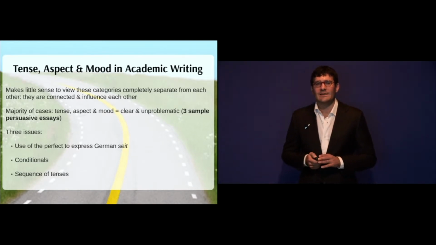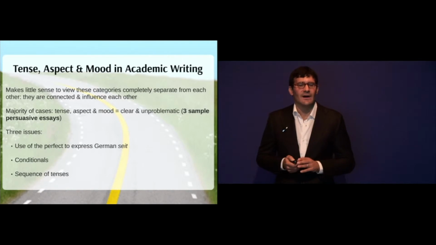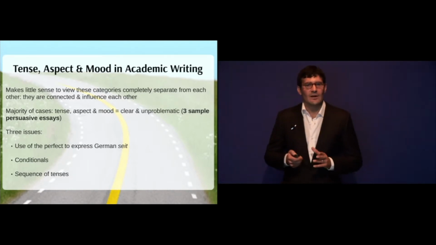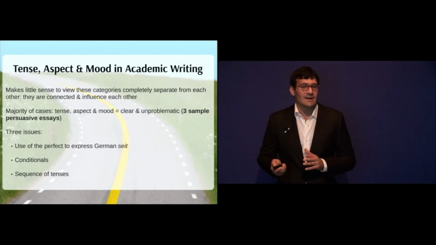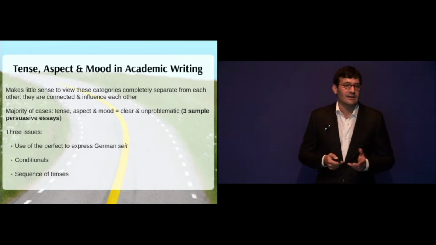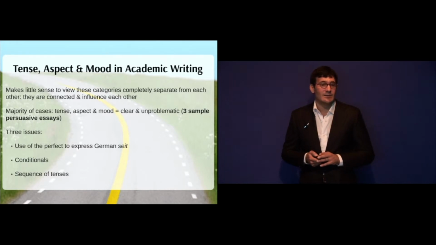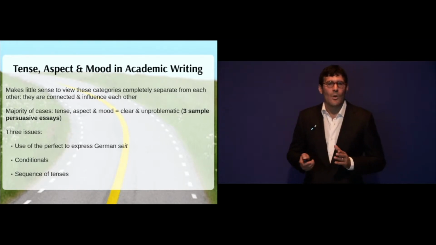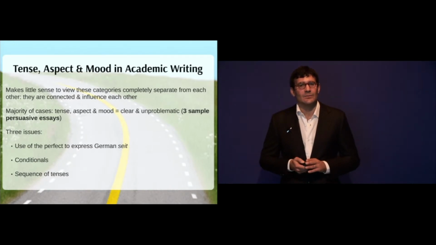I've uploaded 3 sample essays for you to take a look at. The sample essays are roughly 300 to 500 words. Go through them and see which tenses are being used. What kind of aspect is being used? Is it a progressive? Is it, let's say, a perfect? What kind of mood is being used? Is there any mood being used at all? And you'll see that it's relatively clear and straightforward why you use exactly the tense, aspect, and mood that you use.